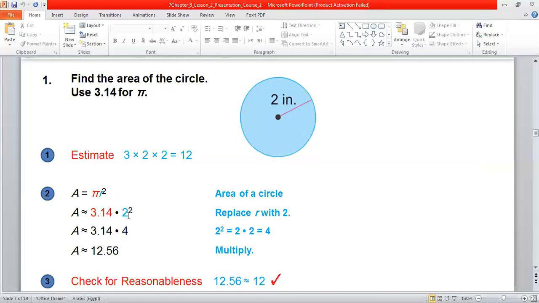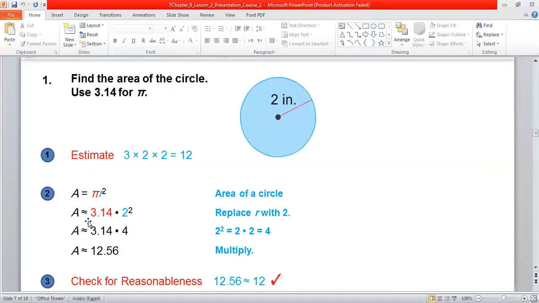It means I multiply 2 by 2, 3 by 3, 4 by 4, 5 by 5. Okay? We don't multiply by 2. I multiply the number by itself. We will replace r with 2.